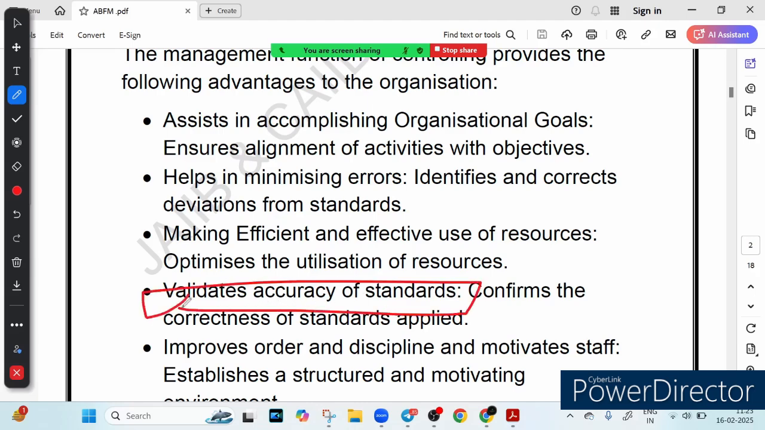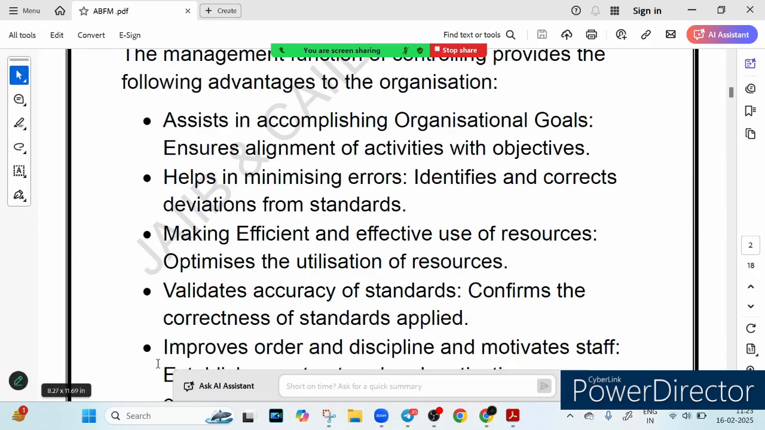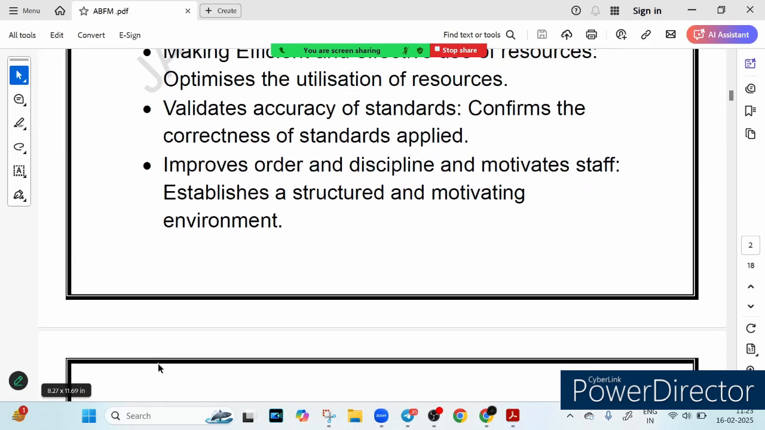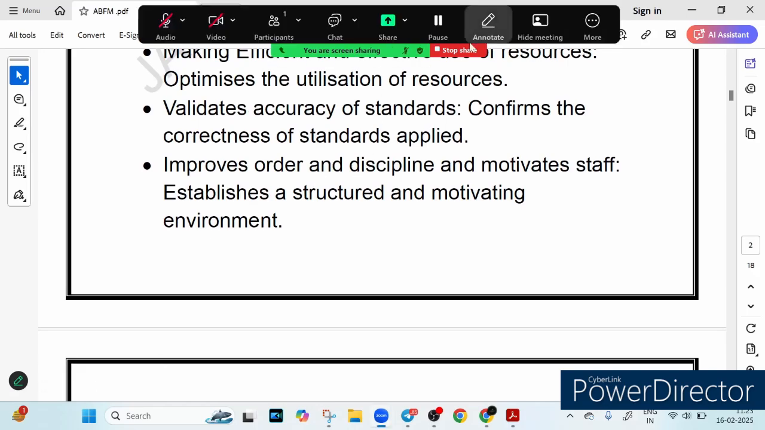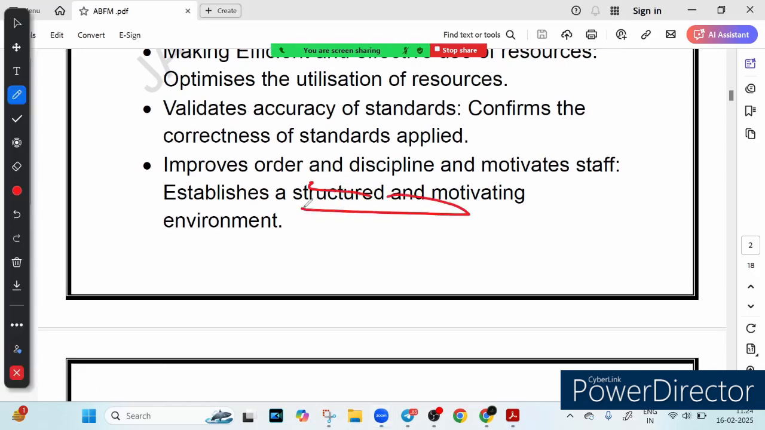Then the next point is accuracy and quality, right? It validates accuracy, it ensures accuracy. What if a company sets the wrong standards? So it may happen that a company sets the wrong standards. Controlling checks and corrects them, making sure everything is done the right way. It is like quality control for success. That is why it is called validating the accuracy of standards. What if the company takes a wrong standard? So it validates it.